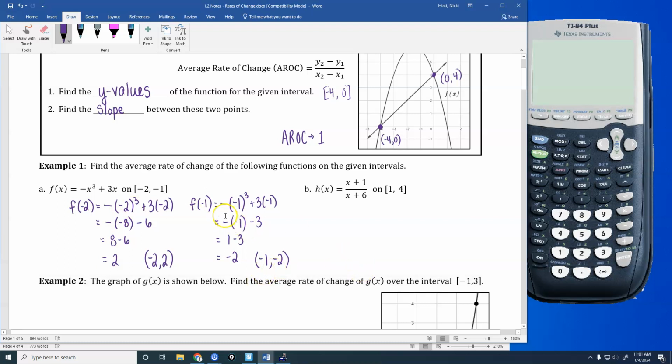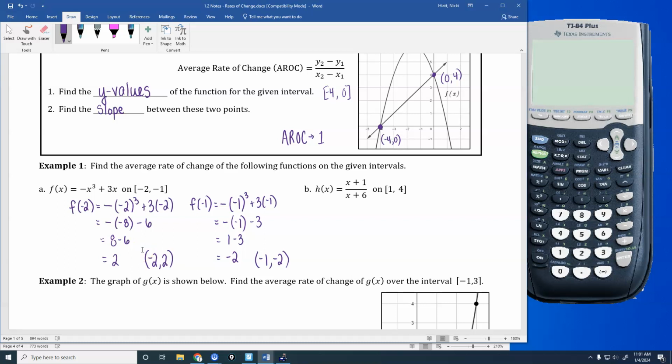What doesn't matter is which one of these two problems I do first. So if I want to do f of negative 1 first and get this point and then do this one and get this point, that is fine. But as far as those coordinates, the number you're plugging in is your x coordinate. The number you get out as your answer is your y coordinate. So you can't switch these two values right here. Like this cannot be positive 2, negative 2. That would be wrong. But the order that you find these two doesn't matter.